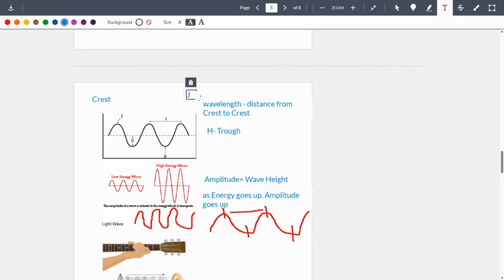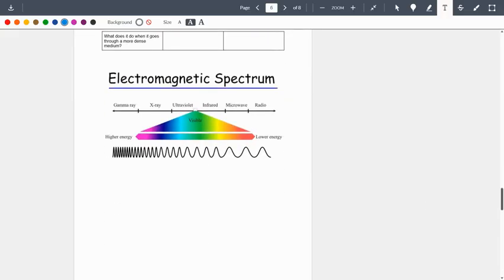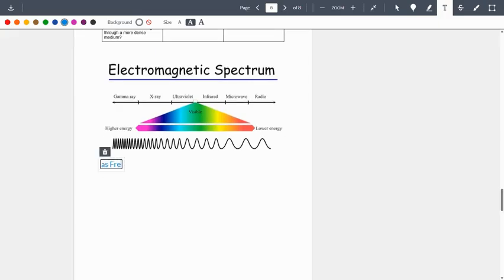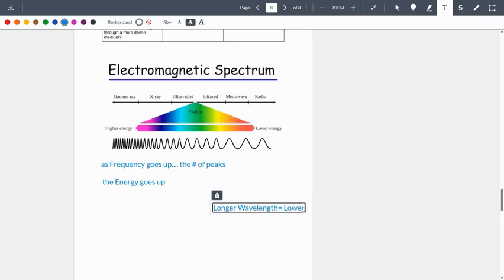I'm going to just jump down to the bottom. This is the EM spectrum. I want you to understand that as the frequency goes up, or the number of peaks goes up, the energy goes up. So we have higher energy over here with lots of peaks really close together. If I'm over here with these radio waves, these are going to be lower energy. They're spread out. We could also say that longer wavelength equals lower energy. So we've got the whole concept of frequency versus wavelength right here. If my spacing between the waves is up, it's lower energy. If this spacing is really close together, we're going to say it has higher frequency.